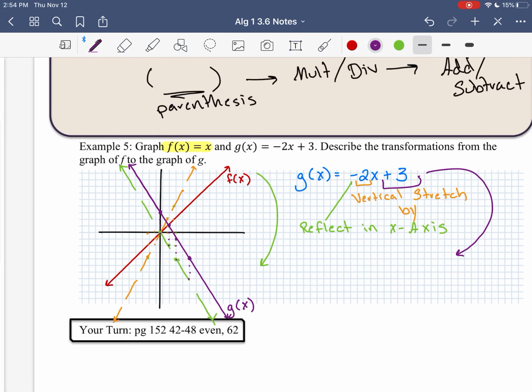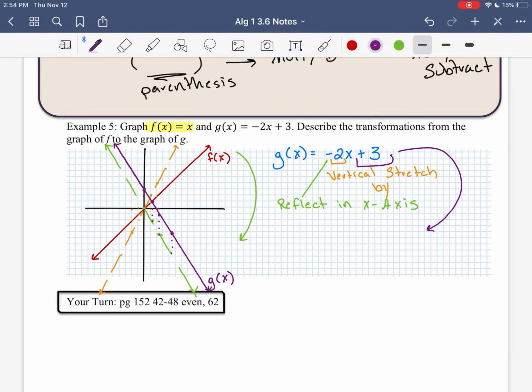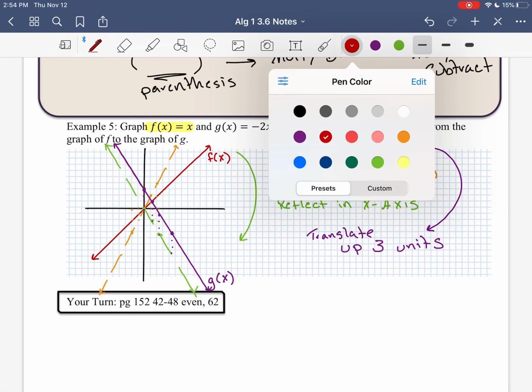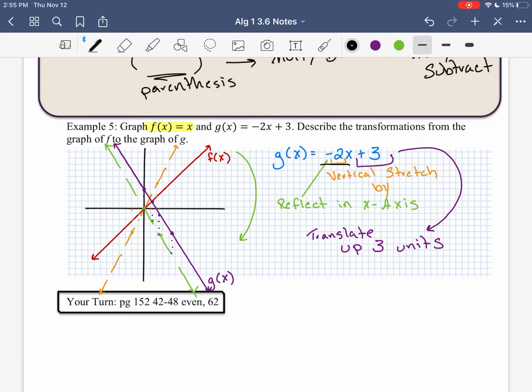We did every transformation. So it says describe the transformations. The only one we didn't do is we want to say we translate up 3 units. So really there are my descriptions. So what did I do? I did a vertical stretch by, oh, I forgot to write by what? Or did I erase it? It was a vertical stretch by 2. And then a reflection in the x-axis, and then a translation up 3. So in that order. I did a vertical stretch by 2, a reflection in the x-axis, and translated up 3.